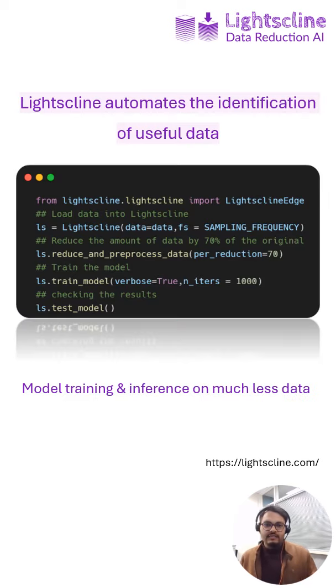In fact, Lightspline has automated the identification of useful data by training and running inference on models which are trained on much less data points. So it makes the entire pipeline of sensor AI analysis very efficient.